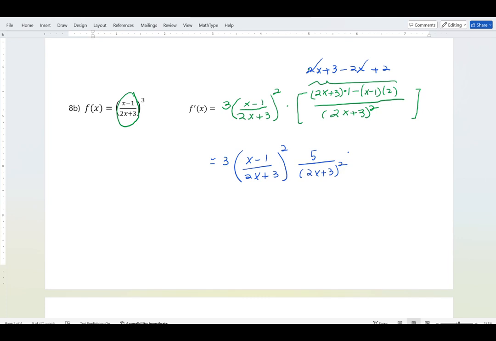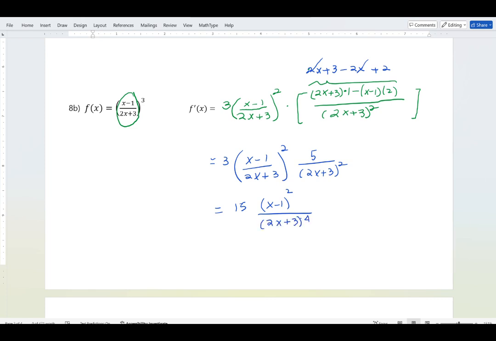to the second power. Now, it is possible to simplify this a little bit further. So for example, in the middle here, you can think of it as x minus 1 to the second power over 2x plus 3 to the second power. So if I think of it that way, and then 3 times 5 is 15, I can multiply them. So now I'm going to have 15 times x minus 1 to the second power divided by, notice the bottom will be 2x plus 3 to the second, but you also have 2x plus 3 to the second on the second fraction, and they're being multiplied, so I can combine them simply as 2x plus 3 to the fourth power.